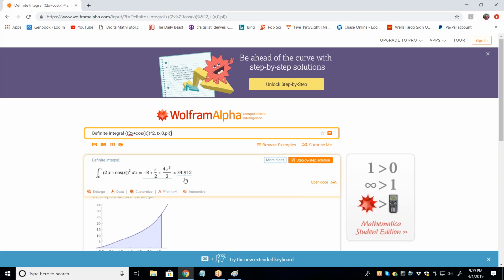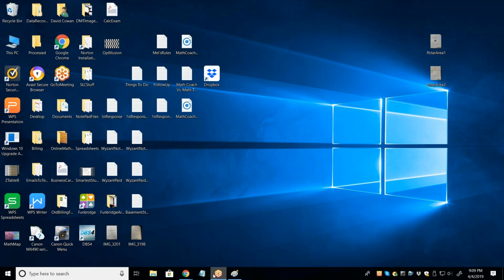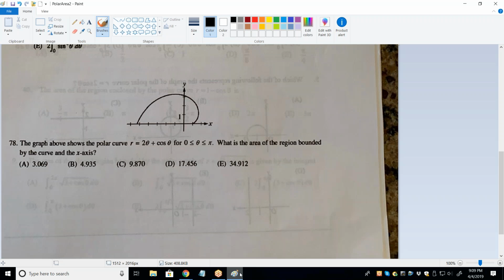Right. So I got 34.91, but I left off the 1/2 intentionally because I didn't want to screw up putting it in. In other words, I guess I would put in a 0.5 in front of that definite integral. That's the easy way to do it. The other easy way is to do it the way I did it and then just take half of that number. Right. And I got 17.456 on my calculator. That's what the answer is.